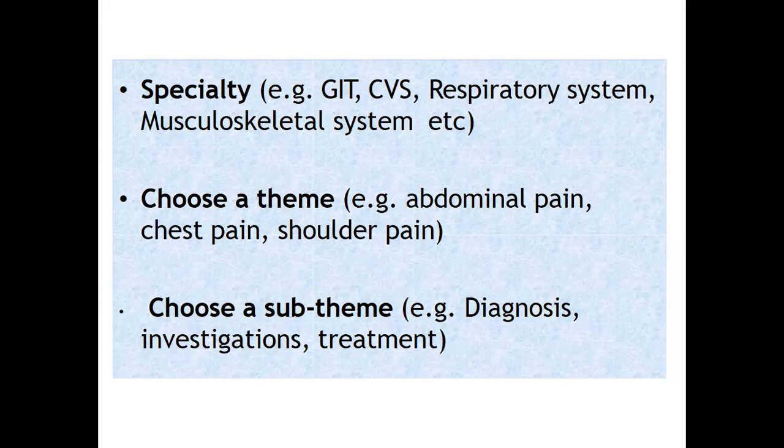Suppose it is the GIT, so it is abdominal pain. This is a problem related to the small intestine. It is related to the pancreas. Suppose there is diabetes mellitus, which is endocrinology or a part of the pancreas. Chest pain is related to the respiratory system, or shoulder pain is related to the musculoskeletal system. So after the specialty, choose a theme from that specialty and then a sub-theme.